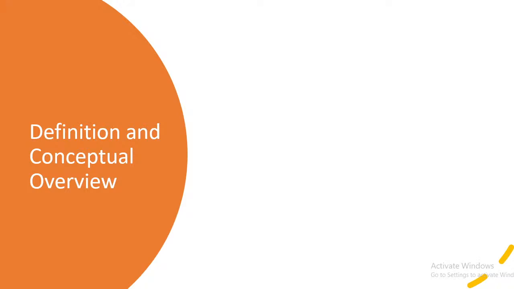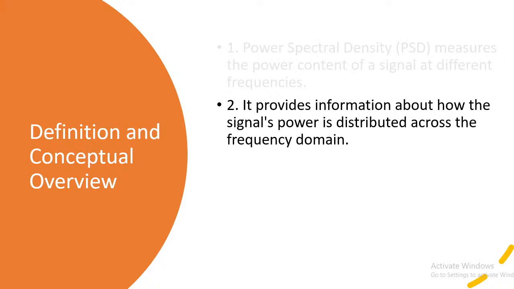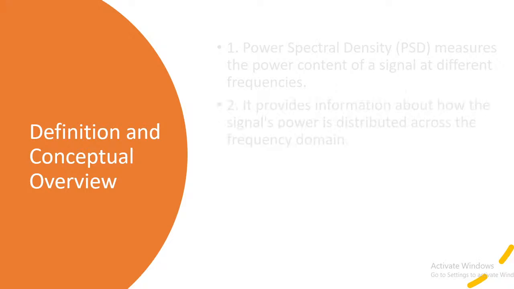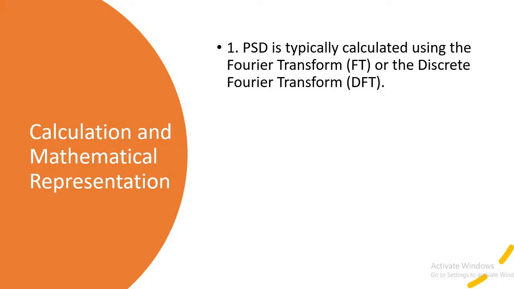So, definition and conceptual overview. Power spectral density measures the power content of a signal at different frequencies. It provides information about how the signal's power is distributed across the frequency domain. So these are the definitions. First is the definition, second is the explanation of the definition.